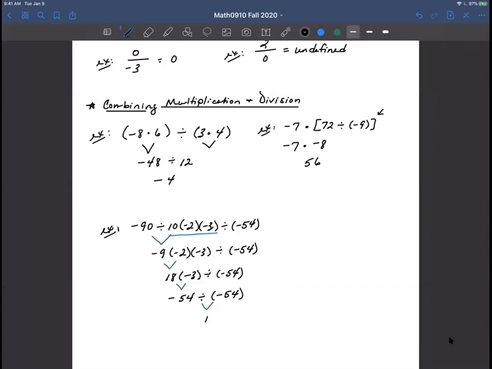I want to also draw your attention to the finished product. Look at my whole solution to this problem. This is what your work should look like. You should show every step of the way.